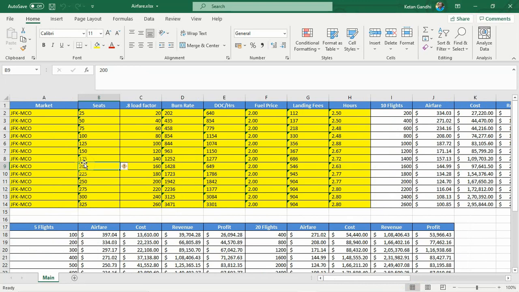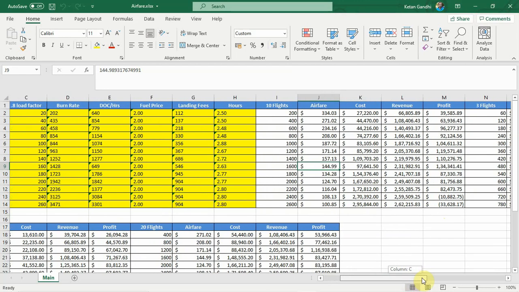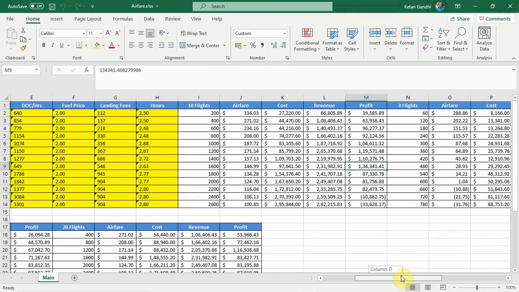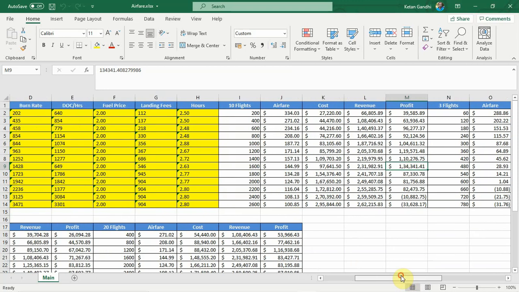So the 200 seater aircraft type is the most profitable for the airline, which gives them the airfare calculation of $145, and that gives them the total profit. If you look at the profit column, this is the highest, what we choose right now. So this way the 10 flights can be analyzed with a different aircraft size.